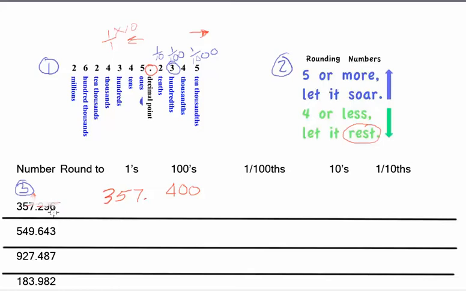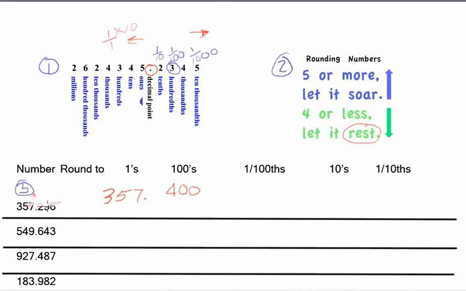That's a 6. So it is 5 or more. So we're going to let it soar, as they would say. So for the tenths place, we're going to round it. Let's see. We're going to round it up.